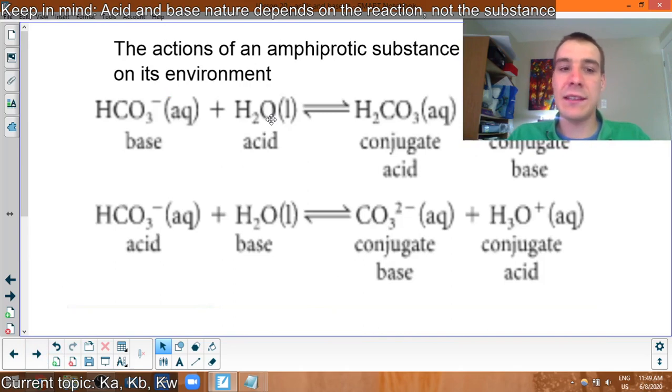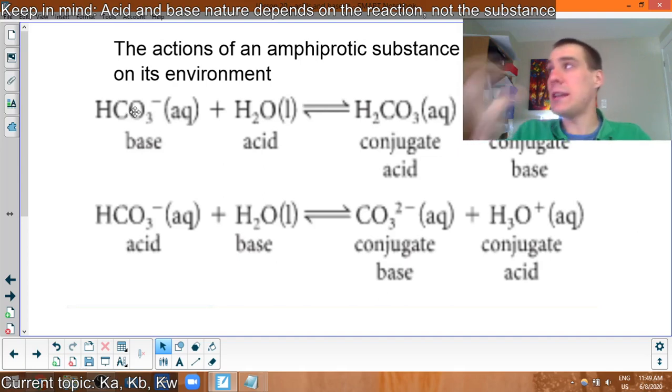Here's water acting as an acid. Here's water acting as a base. And in fact, this is also bicarbonate acting as a base or bicarbonate acting as an acid. So this will happen depending on if there's a stronger acid or base in the water. If there's, I don't know, HCl in the water, you've got a very strong acid, then this thing's going to act as a base.